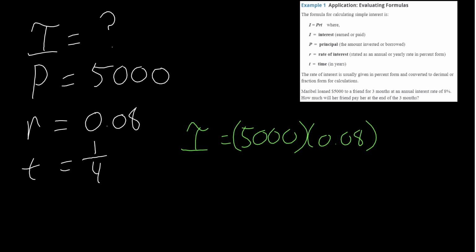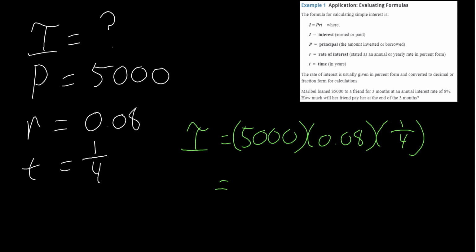So t represents the time in years. Well, 3 months is not even a year, is it? No, 3 months is a quarter of a year. So that's why I put 1/4 there. And that is how I knew that I had a problem: I did have a 3 here, and 3 times 5 is 15,000, and then 8% of 15,000 is a lot more than what she should expect to get after 3 months. But anyways, enough about that.